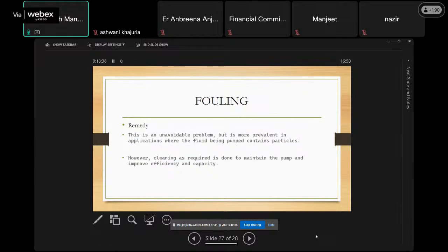So what is the remedy? The remedy is to clean the pump regularly whenever any instance of fouling is observed. There are certain cleaning agents, especially alcohols and hydrogen peroxide or bleaching agents. They are used on the advice of the pump manufacturers, depending upon the material that is used in the making of the pump.